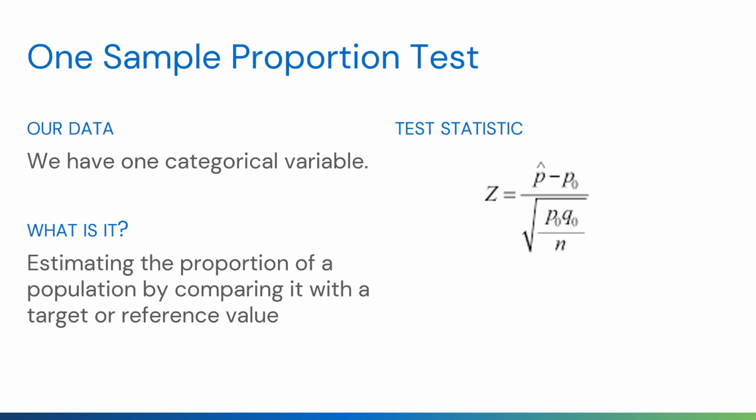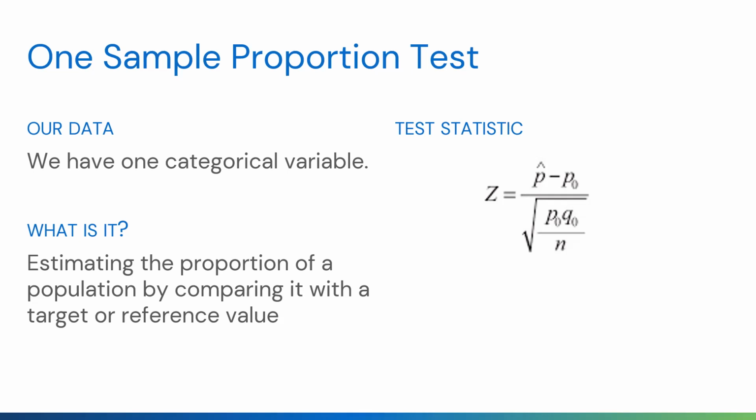So the first kind of test is the one sample proportion test. And here we have one categorical variable. We're going to be estimating the proportion of a population by comparing it with a target or a reference value. So this often happens in epidemiology where you have a population and you have, for example, a proportion of students who have a specific prevalence or incidence of obesity, and you want to compare that to the national rate or the national prevalence or incidence.